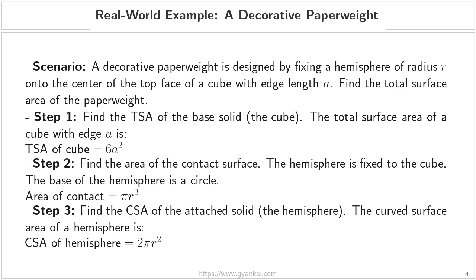Step 3. Now, we calculate the curved surface area of the attached solid. Since the flat base of the hemisphere is glued down and no longer visible, we only care about its curved exterior. The curved surface area of a hemisphere is 2 pi r squared.